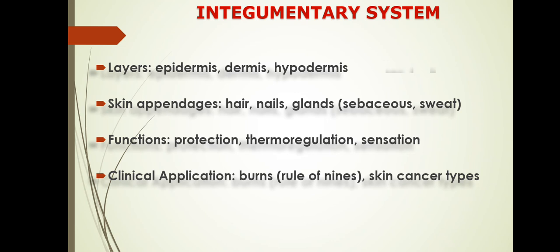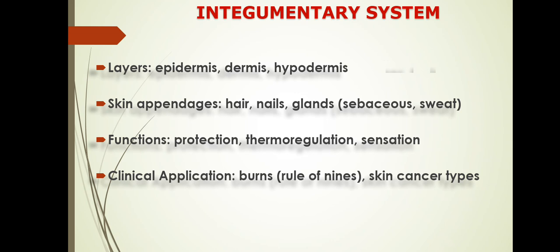Talk about the hypodermis. What do you find in the hypodermis? That is very, very important. You talk also about the skin appendages like the hair, the nails, and the glands: sebaceous glands, sweat glands, merocrine glands. All those different glands, you have to know them. You also talk about the functions. This applies to each and every system. Each and every system has specific functions, so make sure that you know the functions of each and every system.